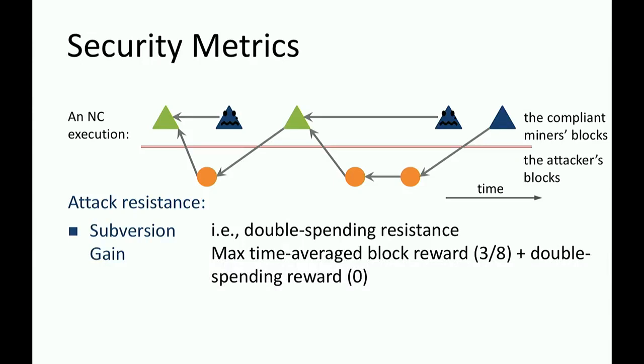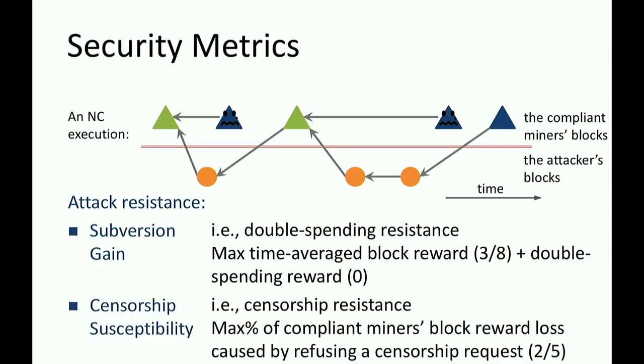Time average block reward. Because in double spending resistance, there's no percentage. There's no total reward or percentage of reward. And for this figure, there's no double spending reward because you need to orphan more than 6 blocks in a row to get a double spending reward. So in this example, the attacker has no double spending reward.